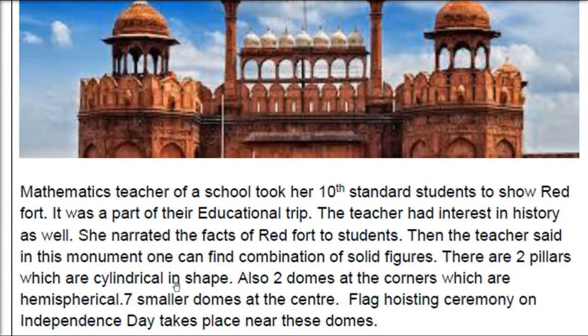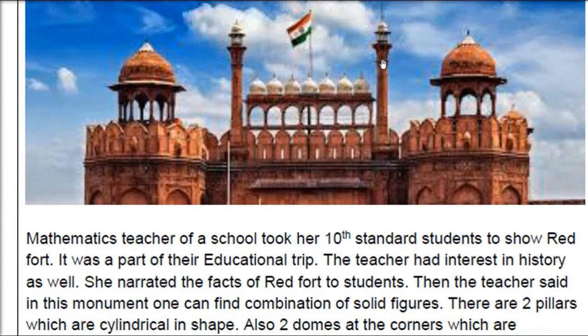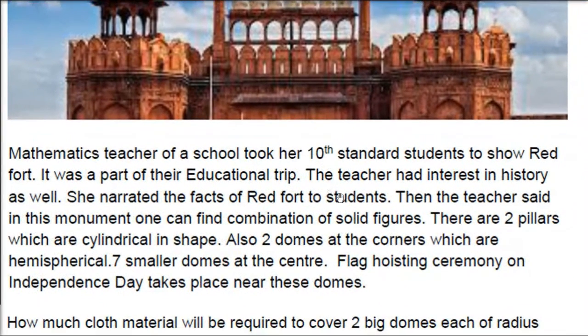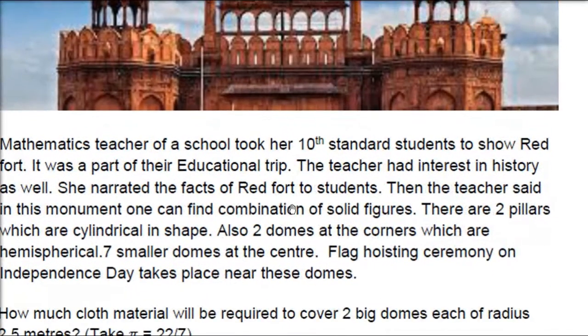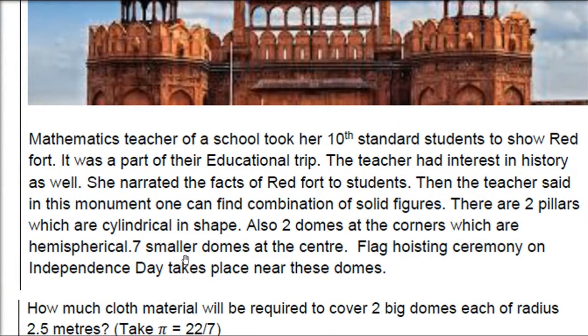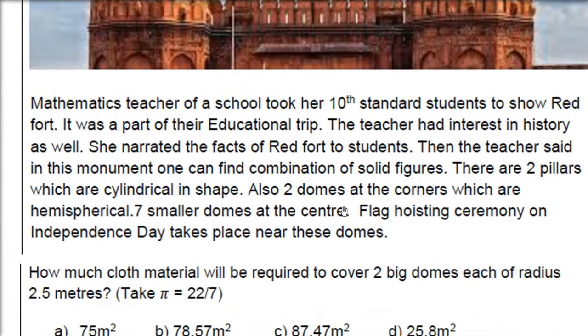There are 2 pillars which are cylindrical in shape. Now this is important. There are 2 pillars cylindrical in shape, so cylinder you have to keep in your mind. Now coming to 2 domes at the corner which are hemispherical, so hemisphere has to be in your mind. So 2 figures, cylinder and hemisphere, have come. 7 smaller domes at the center. So these are the 7 smaller domes here. And so sphere, hemisphere and cylinder, 3 things have come.